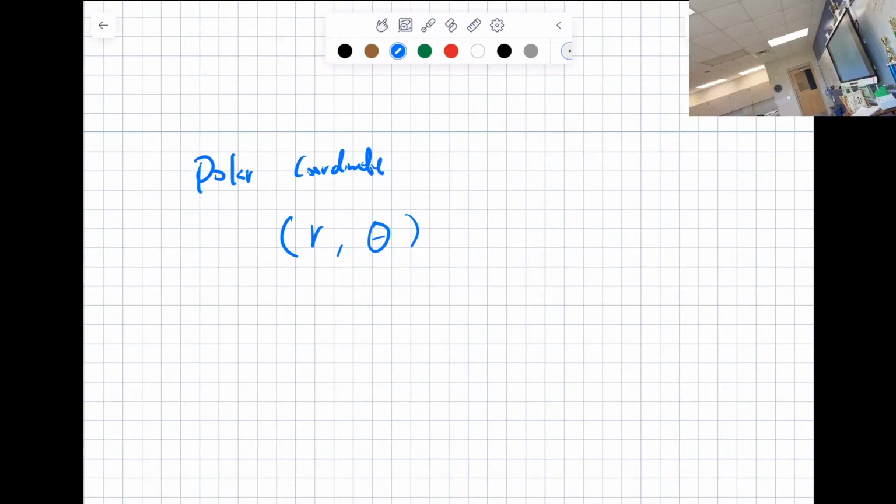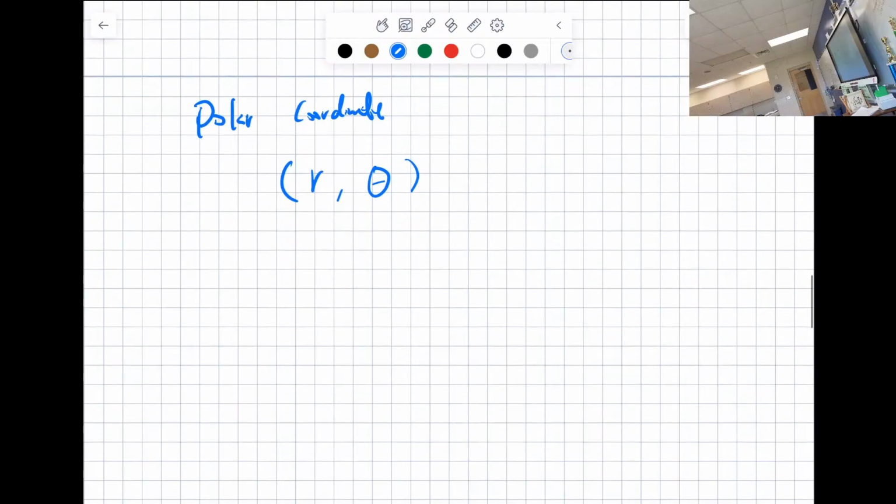Okay, so it's r and data. So today, if I say (2, 3π/4), you're going to be like, oh my god, this is very, very scary. But you always start by looking at the data first. You look at the data first. So you look at this page, you go to the data, 3π/4.